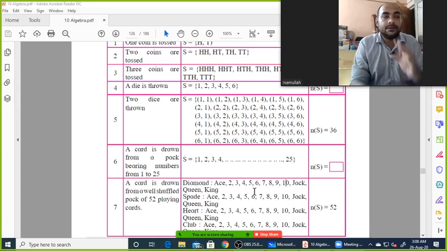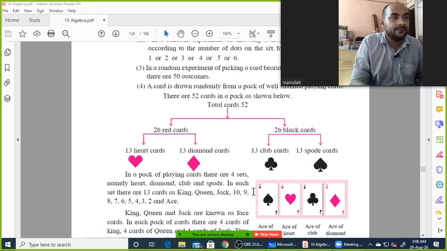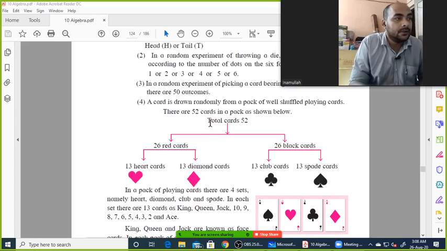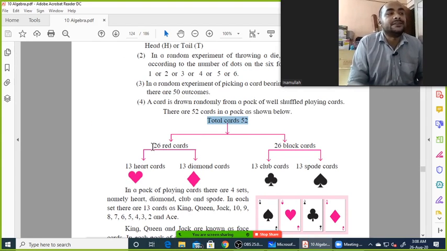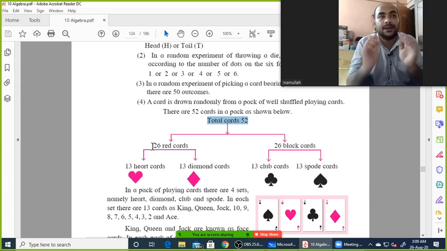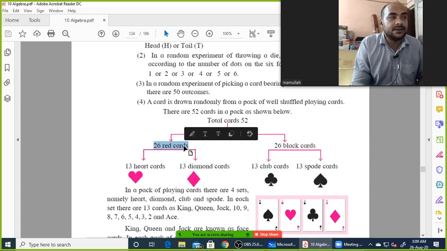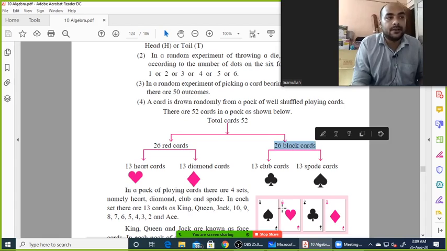So there is a structure, I'll show you that structure, how these 52 cards can be divided. This is a pack of 52 cards. All 52 cards can be categorized in two colors. First is red color and second is black color. So you will get 26 red color cards and 26 black color cards. On the basis of color, these 52 cards are divided as 26 red cards, 26 black cards.